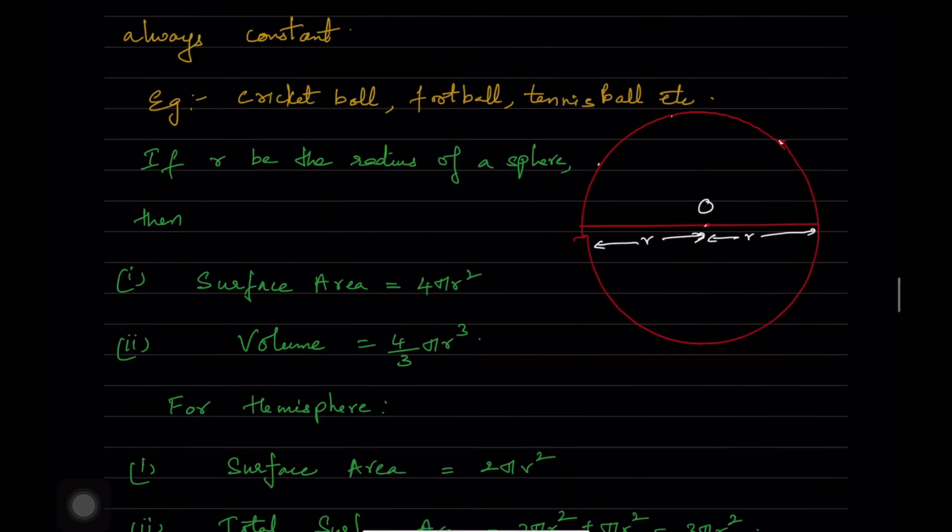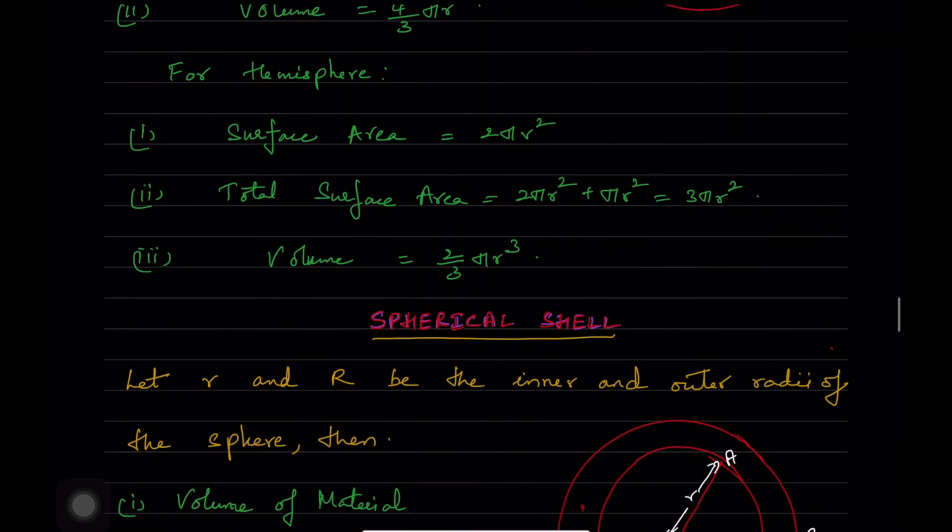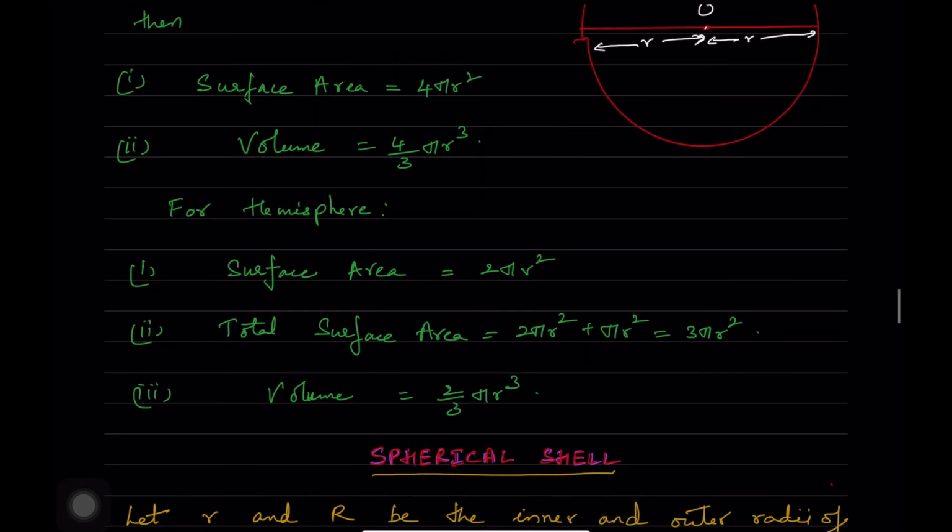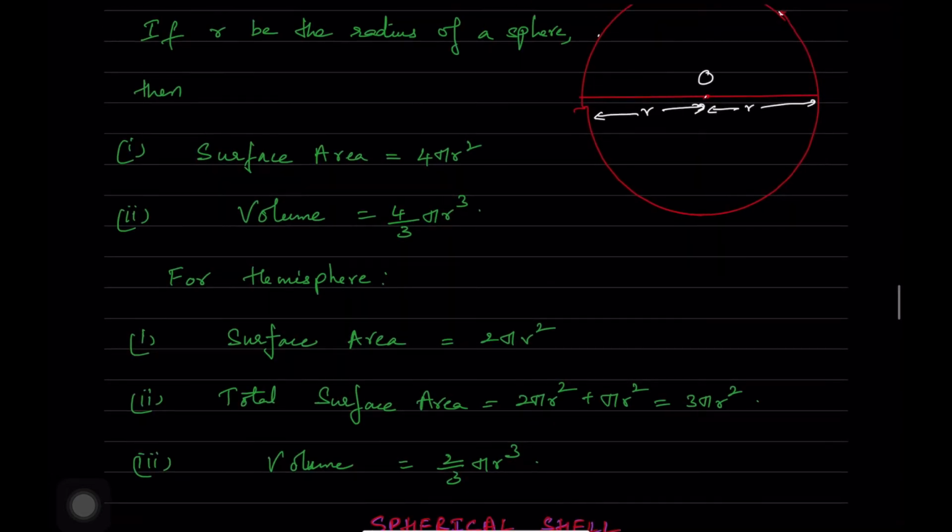For a hemisphere, now we'll go into what is a hemisphere. Surface area is equal to 2 pi r square. That is, if you take only the bottom part, only the semicircle, that becomes a hemisphere. So this becomes the surface area divided by 2. Therefore here the surface area is equal to 2 pi r square. Total surface area is equal to 2 pi r square plus pi r square. Only 3 circles we are taking, that is, it is equal to 3 pi r square, because it is closed from the top.